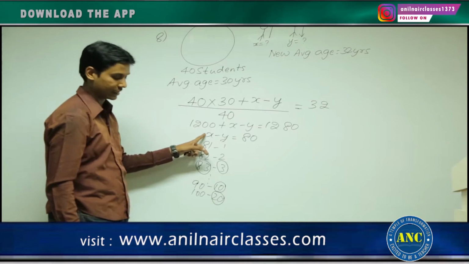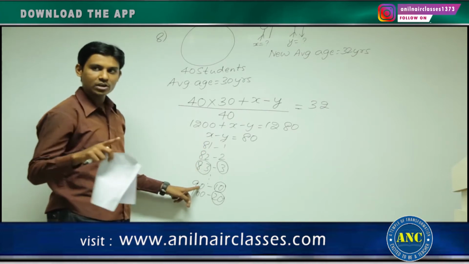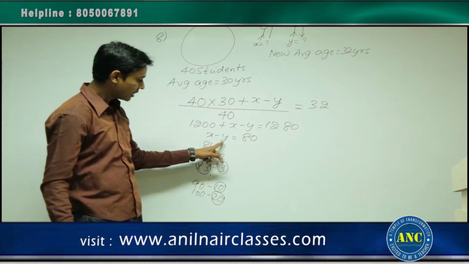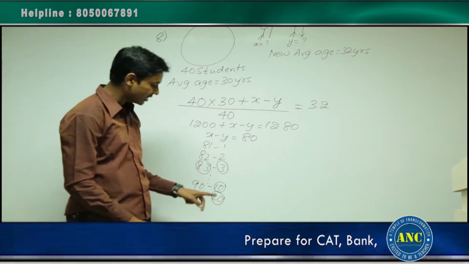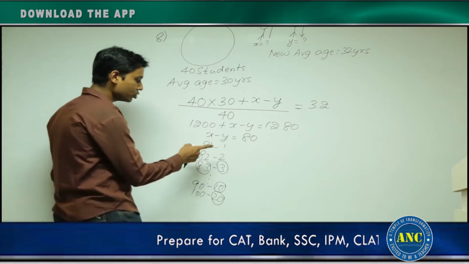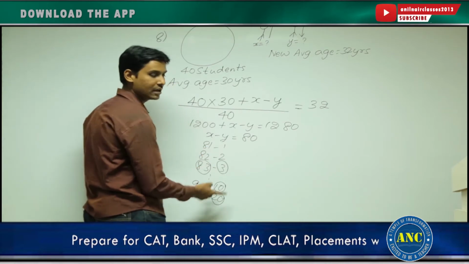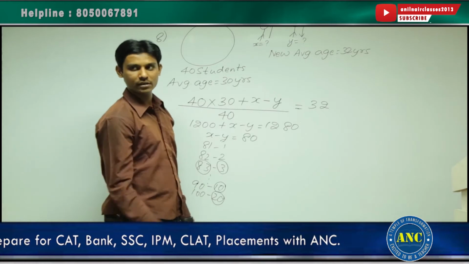Person who joined the class, his age is 90 years. Then only you can tell that the person who is leaving the class, his age is 10 years. Otherwise you cannot definitely tell that it is 10 years. That means you cannot uniquely determine the values of y. There are so many values of y that you can take into consideration.